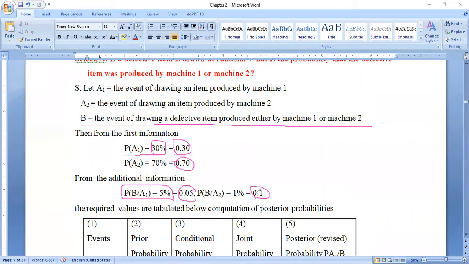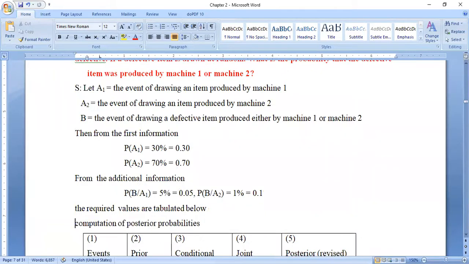Then the required values are tabulated below. Okay, tabulated below. Simply what we have to do? Computation of the posterior probability. This is a small heading we have to keep.